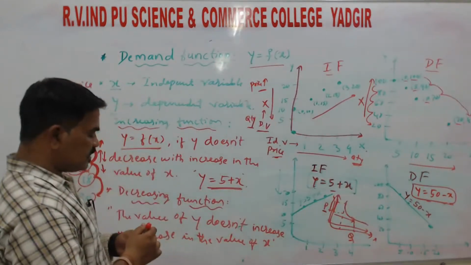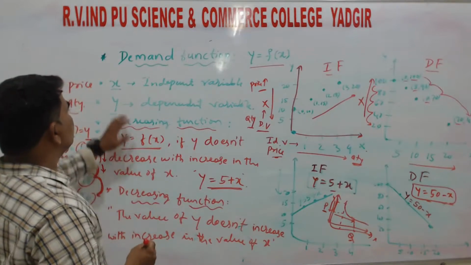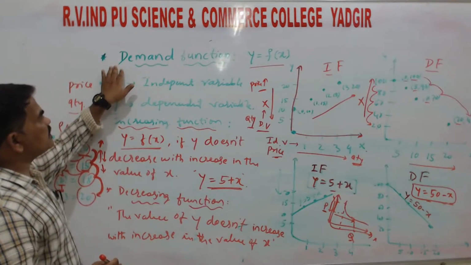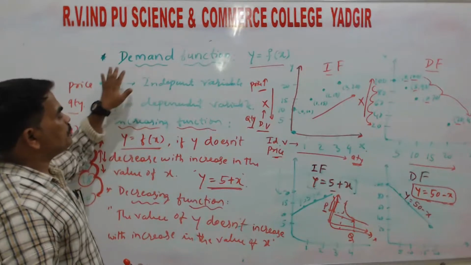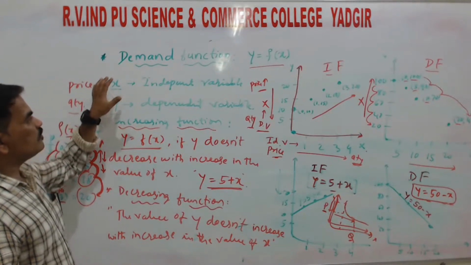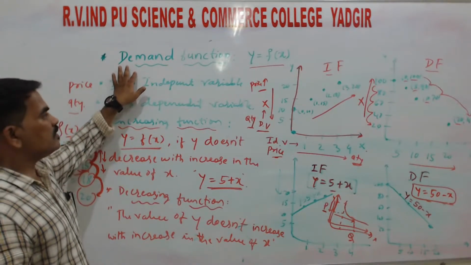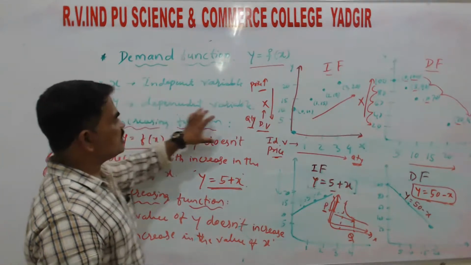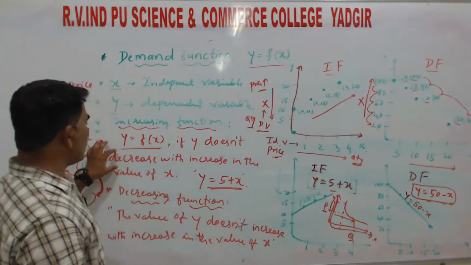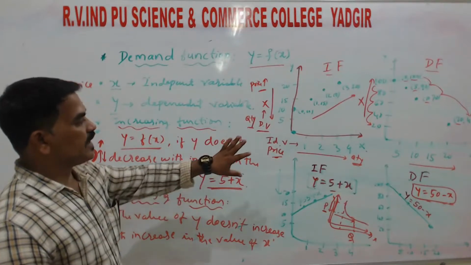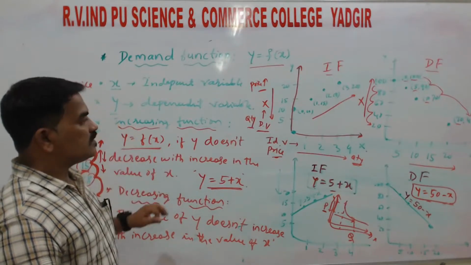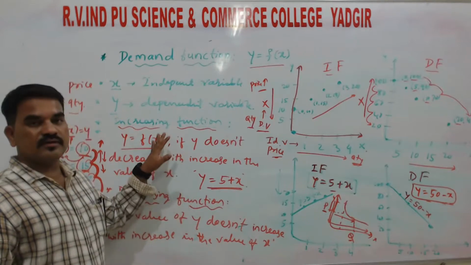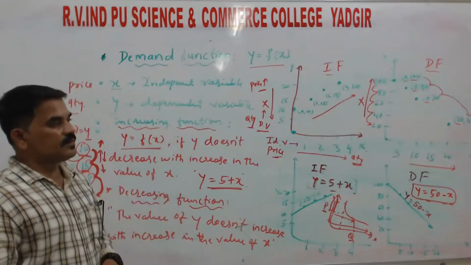So that is it for the day. We understood what is demand and what is demand function, and in the demand curve, we need to understand this demand function. So we understood how this increasing function behaves, and we also understood how this decreasing function behaves. So in the next class, we will discuss the demand curve and the law of demand.